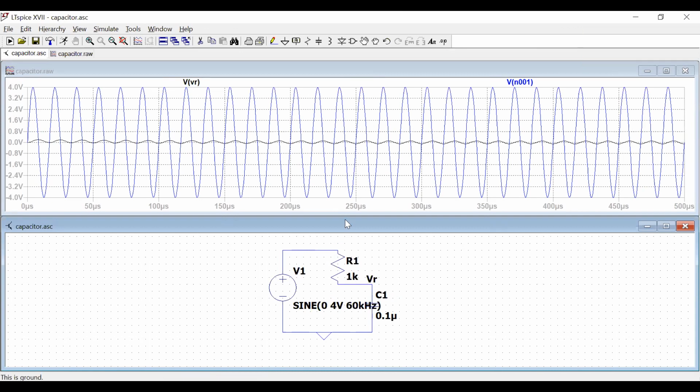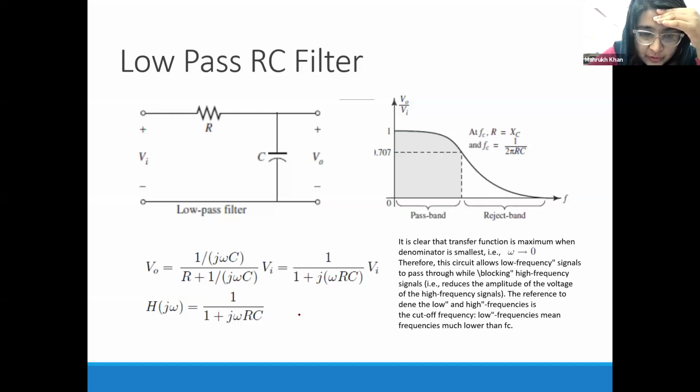Now one more thing I want to show you in the slides. If this is a low pass filter, at R equals XC its cutoff frequency is the same as the high pass filter, but it's the opposite: it should have 0.707 value at the cutoff frequency, but after that it will be decreasing. So we saw 60 kilohertz. We will see at about 1.5-ish how it will work.